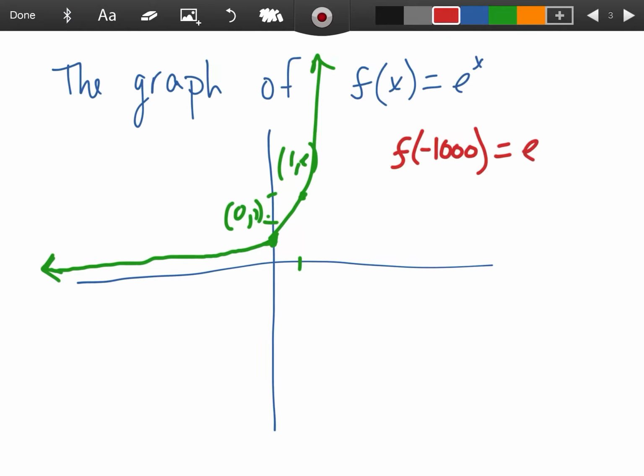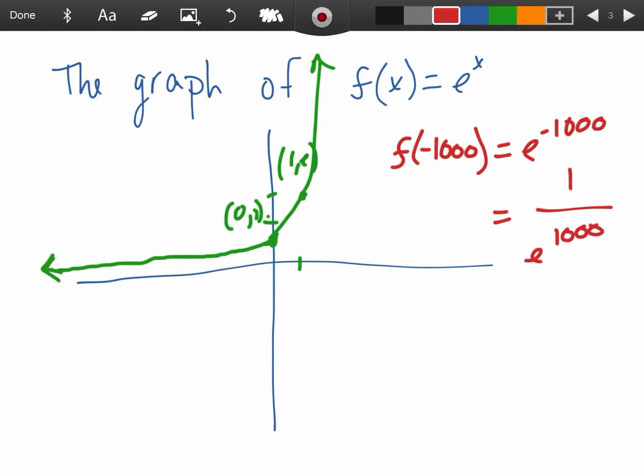Well, f of negative 1,000, when I plug in negative 1,000, I get e to the negative 1,000. Well, how can I rewrite that? Let's think about our exponent rules. That's the same exact thing as 1 over e to the 1,000. Well, e to the 1,000 is just going to be some insanely large number. 1 divided by that, it's still going to be positive. It's just going to get very, very close to 0.